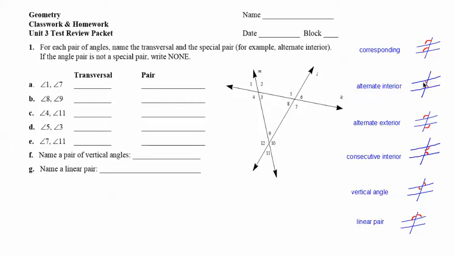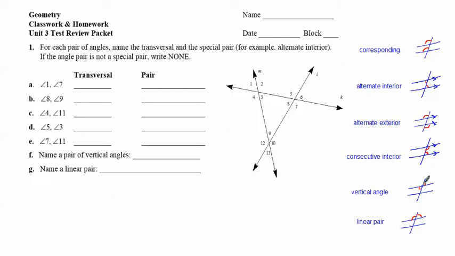Alternate interior, which is on the inside space between the parallel lines, so they're like trapped between the two parallel lines. These are the parallel lines. So the angles are trapped in there, one on each side of the transversal. Alternate exterior on the outside of the parallel lines, one on each side of the transversal. Consecutive interior are on the inside space between the parallel lines, but they're on the same side of the transversal.